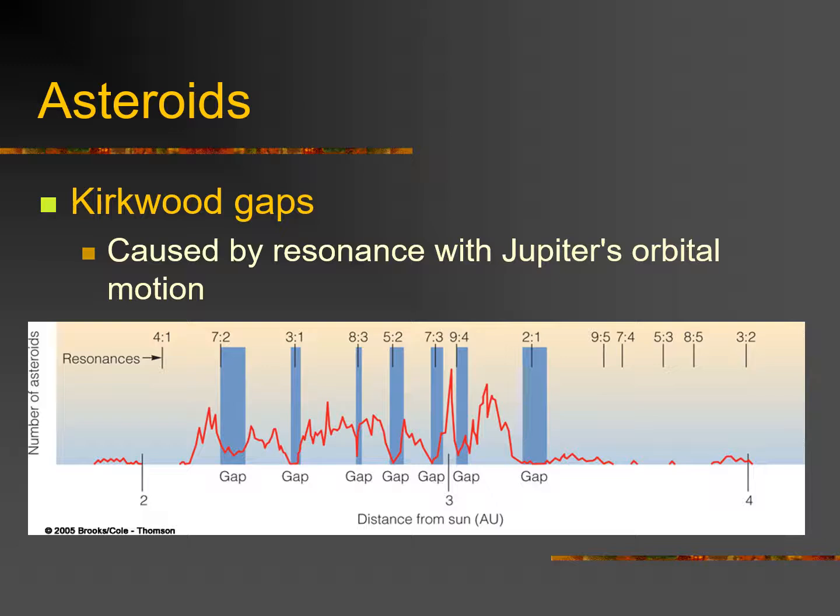Okay, so here at 7, we have a 7:2 ratio for resonance. Notice how we have a decrease. Same thing at 3:1, 8:3, 5:2, 7:3, 9:4, and 2:1. Notice you also see a gap at 7:4, 5:3, and 8:5. Okay, so basically what's happening is Jupiter is going around the Sun.